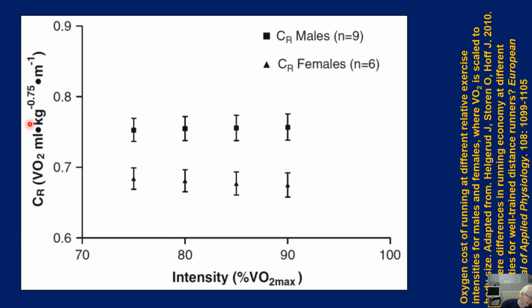They're taking the cost of running, but notice what they've done with the data. It's mils per kilogram to the minus 0.75 per min. This is what's called scaling the data. It allows us to compare, a bit like comparing apples and pears. When the data is scaled, what you'll see in this data set is that the females are more economical than the males. When you scale the data, you're taking into account body proportionality.